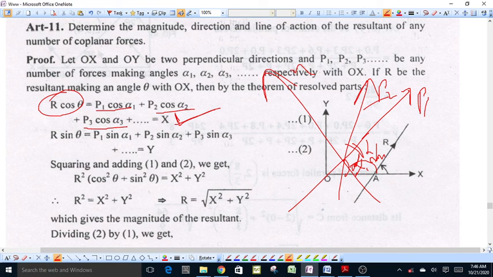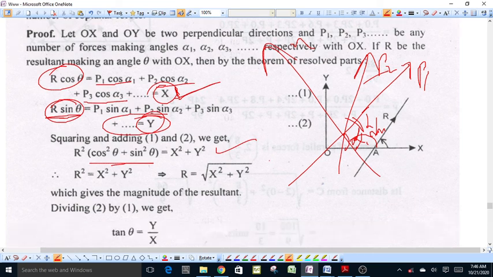Similarly, by resolving all the forces along the y axis, the y component of the resultant is equal to R sin theta. This y component of the resultant will be equal to the algebraic sum of the y components of all the individual forces, which will be equal to P1 sin alpha 1 plus P2 sin alpha 2 plus P3 sin alpha 3 and so on. Suppose this sum is equal to capital Y. Now squaring and adding the first and second equations, R square cos square theta plus R square sin square theta is equal to capital X square plus capital Y square.